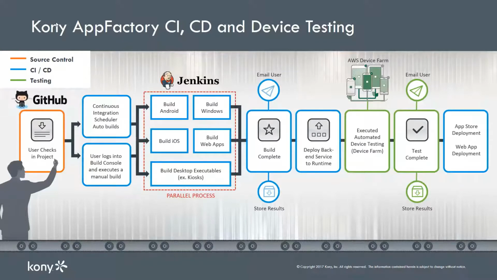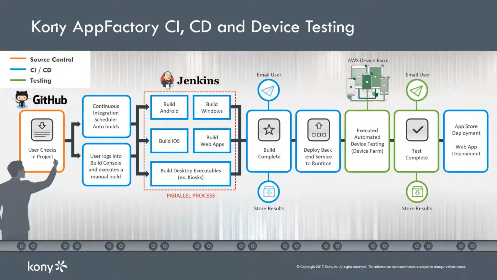To begin the process, developers check their code into their Git repository. At this point, the App Factory can automatically build an app on the committed code, or per a defined schedule like a nightly build, or even a manual push for the build process.